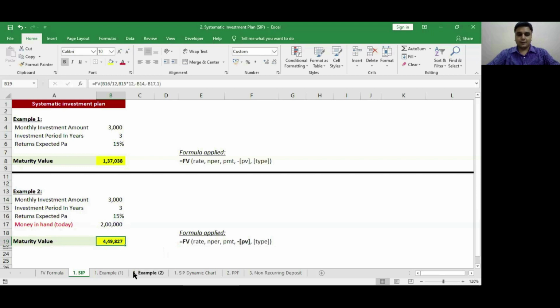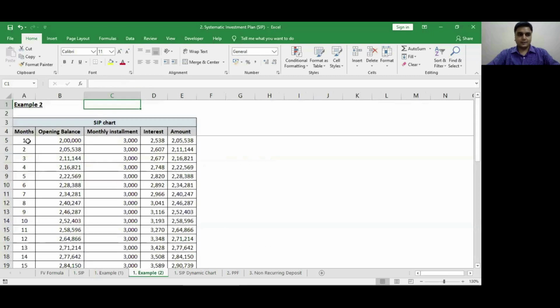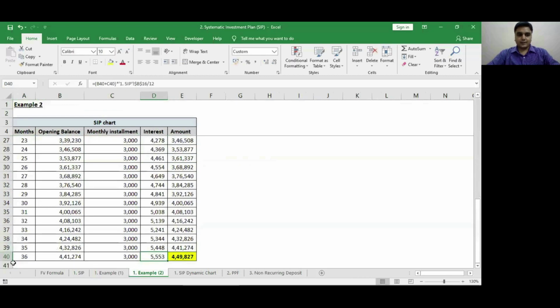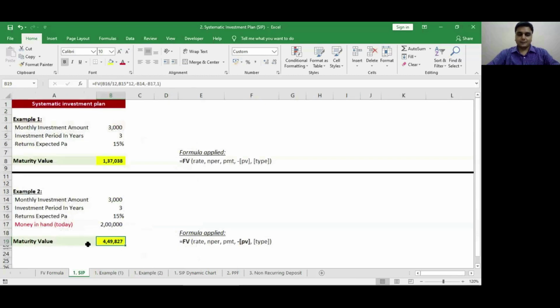This can also be verified from this SIP chart. Opening balance of 2 lakh rupees. Monthly installment is 3,000, which is same in all the months. Interest and then closing amount. So if you check at the end of 36 months, my total amount will become 4.49 lakh, which is same as given by this formula.